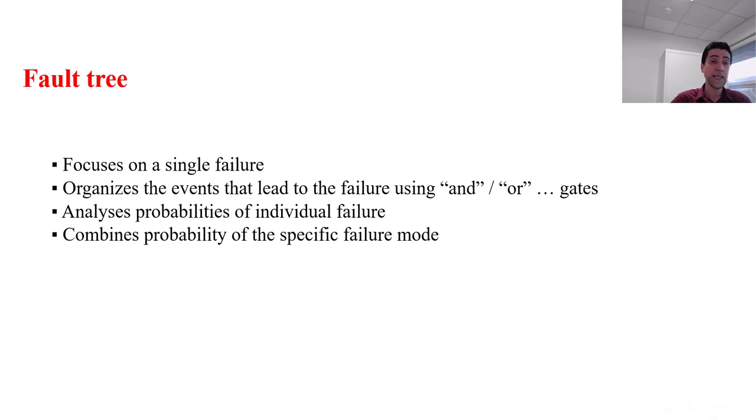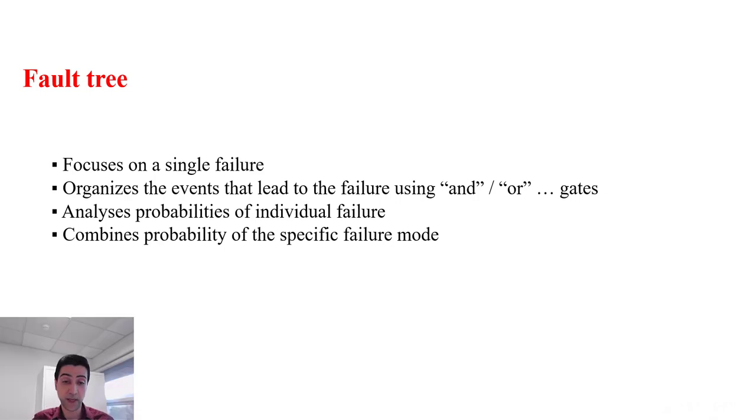In fault trees, what we do is focus on a single failure, using logic and combinations of different basic events by using AND or other types of gates, such as OR gates. Then we can analyze the probabilities of individual failures and combine probabilities and have a cumulative probability.